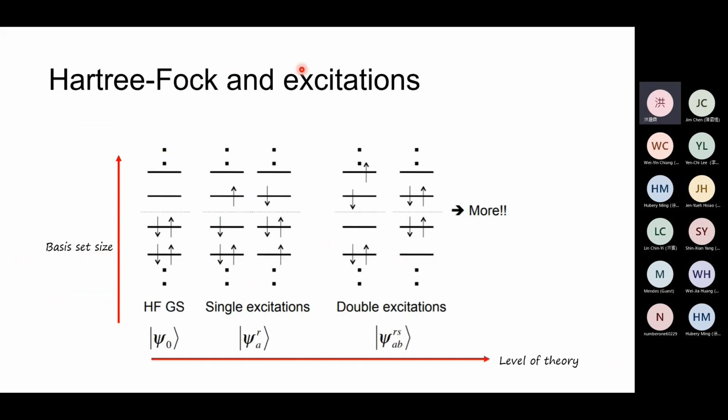Let's see this Hartree-Fock and excitation picture. Now here we change the x-axis and y-axis. The x-axis means the level of theory. We can incorporate more excitations or more Slater determinants into our method, and later we can go to the full configuration interaction. But the basis set size, the number of orbitals, determines the quality of your Hamiltonian.